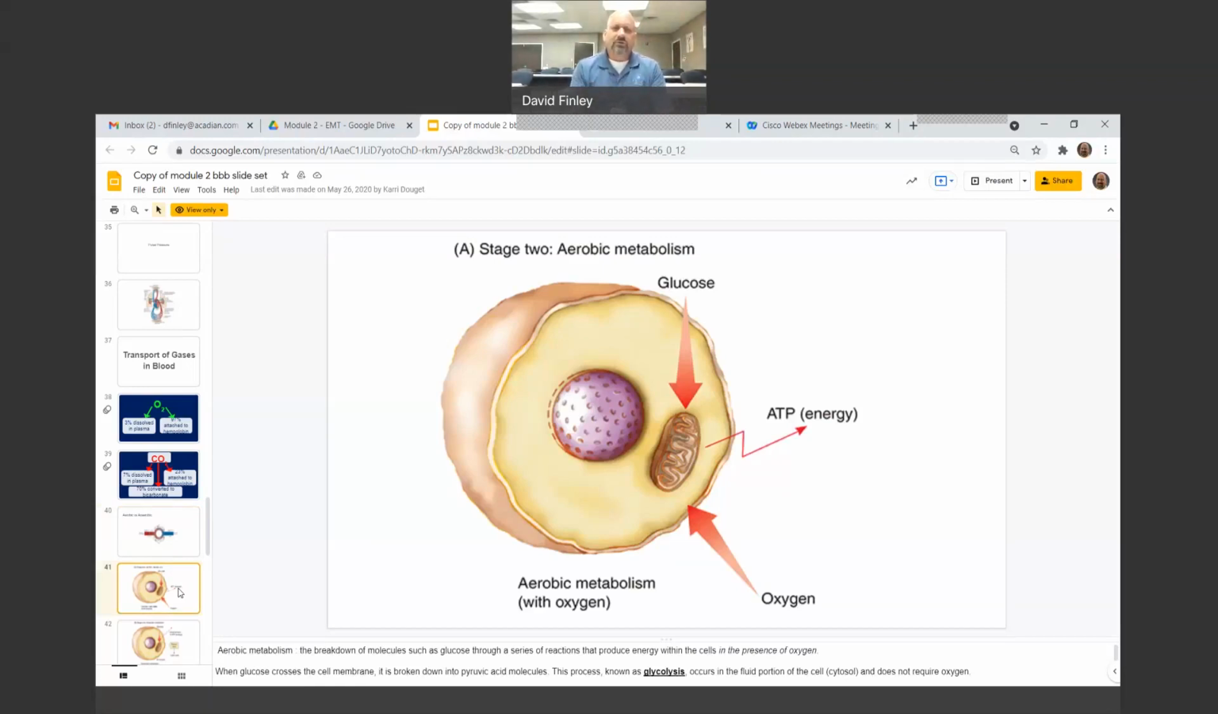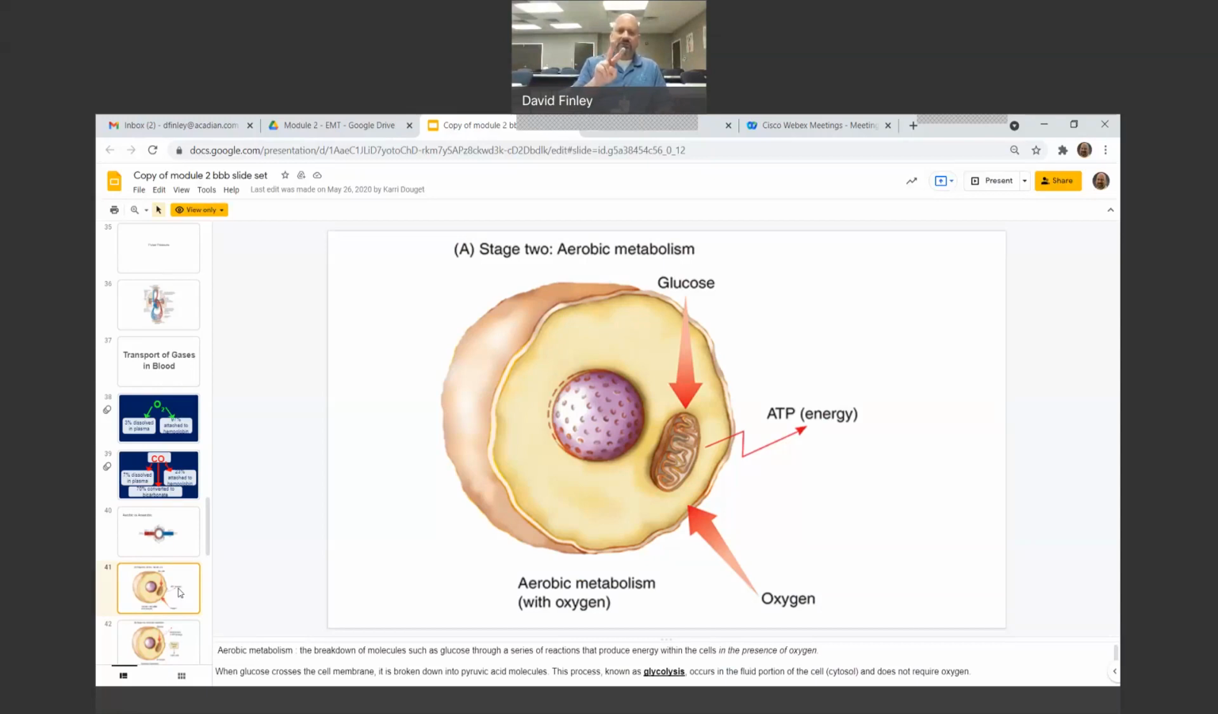When glucose moves across the cell membrane, all right, we need insulin to let it in. And we'll talk about that in a later chapter. But it's broken down into pyruvic acid, right? This process is called glycolysis. And it happens in the fluid part of that cell right there, okay? Now, when that happens, 2 moles of ATP is produced.